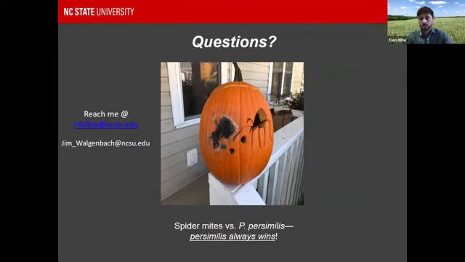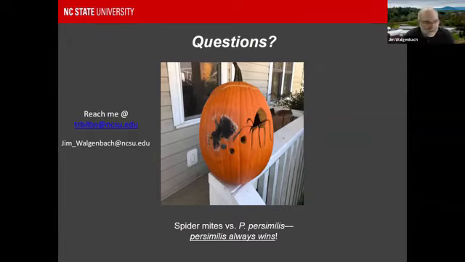So the novelty of what we're doing is that they're not really used in the field. The only field situations that Persimilis have really been used in are strawberries in California and Florida. And that's sort of, I think, it. We're really trying to just show that this can work in field tomatoes under field conditions.